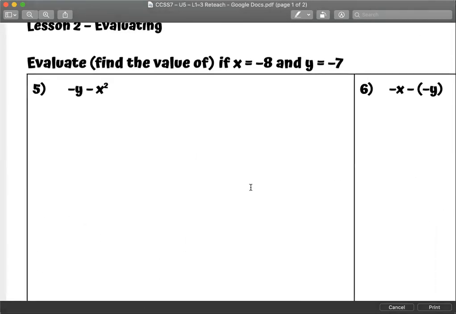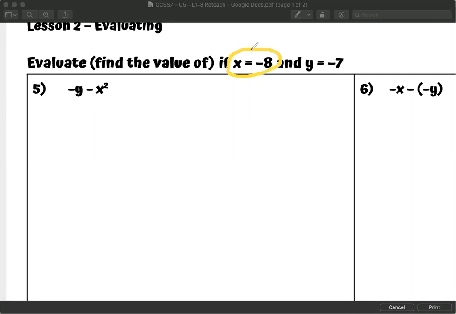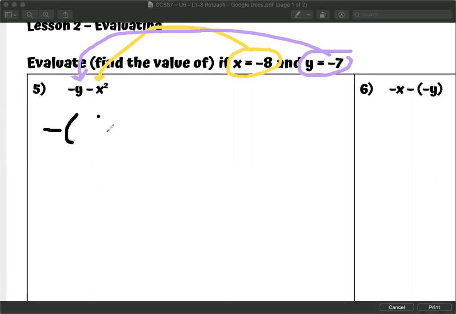So when we are evaluating, we are plugging in these values and we want to be really careful with all of the negatives. That's what's going to throw people off. So we are plugging in x is -8, being plugged in where x is. And we are plugging in y is -7 to where our y value is. So I'm just going to put parentheses around where we need to plug things in. Minus.